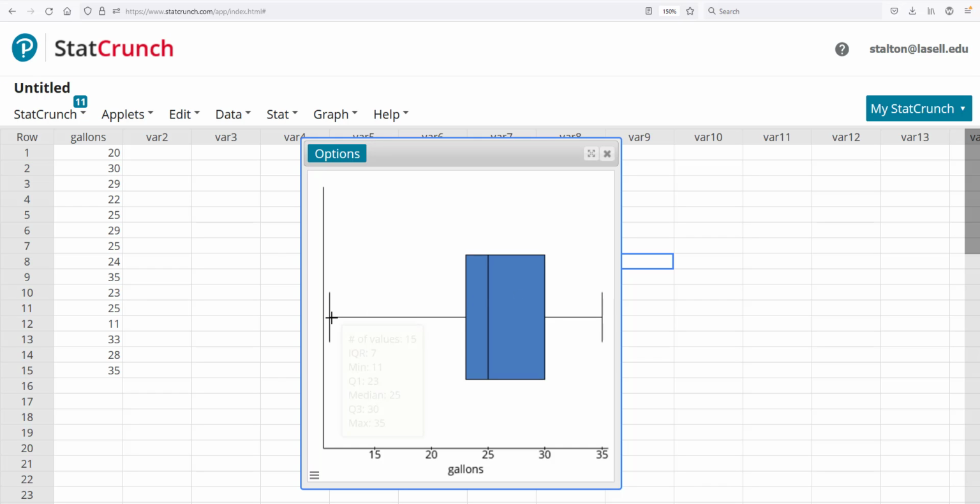So if you take your mouse and put it over some parts of the box plot, it'll give you information. So it tells you your IQR, your minimum, your maximum, the median, and the quartiles, 23 and 30. And as you can see, this left tail is longer.